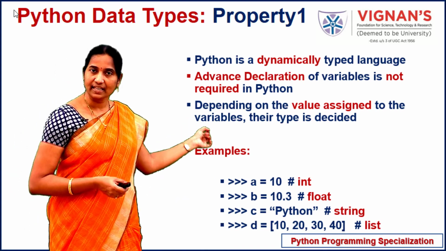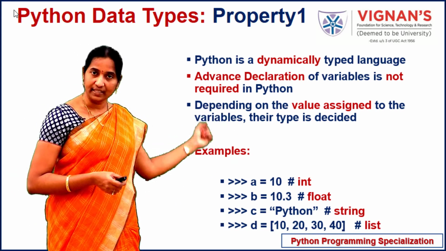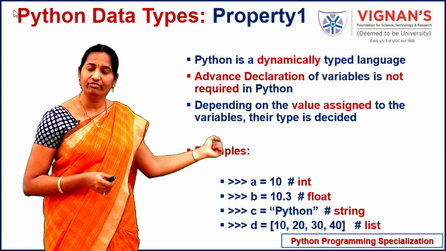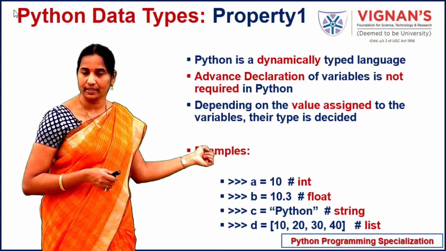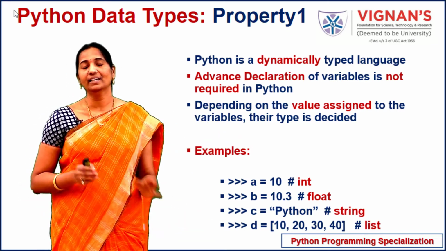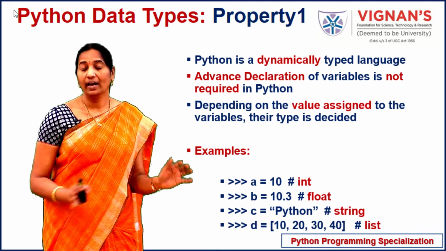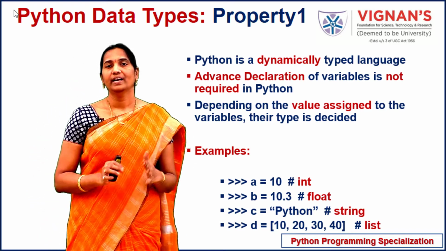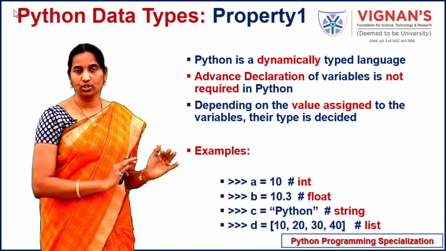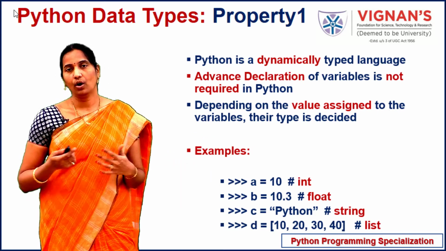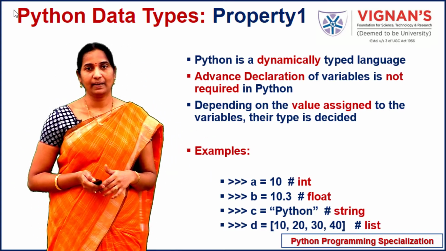So here a is considered as an integer because you are storing an integer value, and b is considered as a float because you are storing a floating point value. Nowhere are you declaring the type of the variables. So unlike the other languages, Python does not require any pre-declaration of the variables. That's how Python is a dynamically typed language.